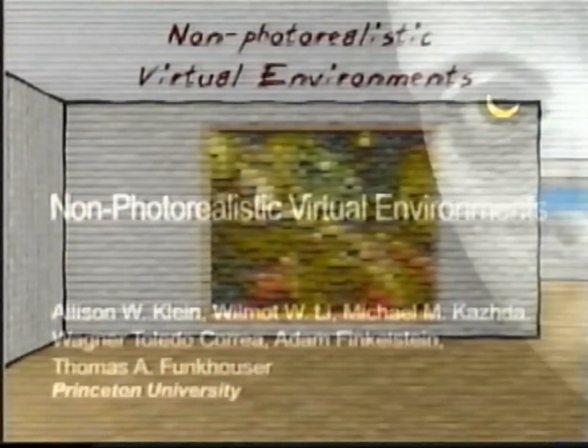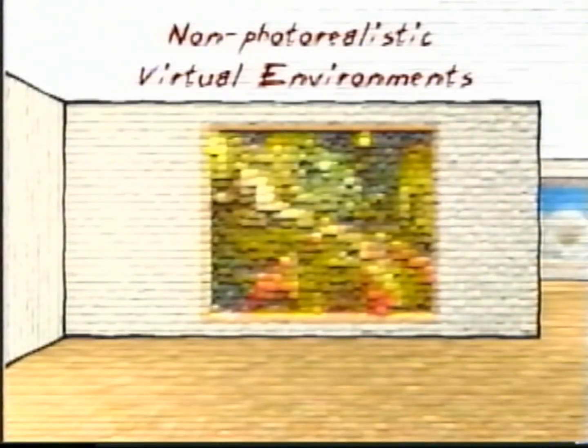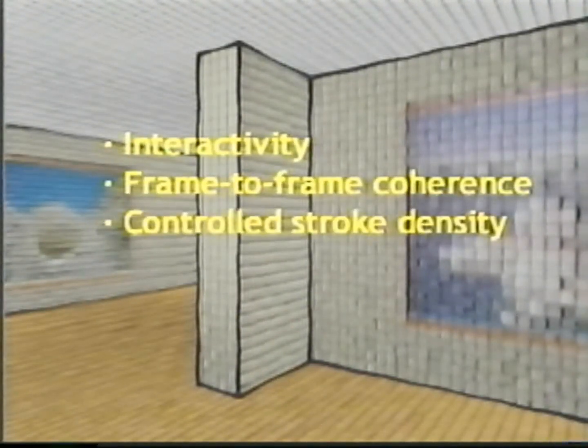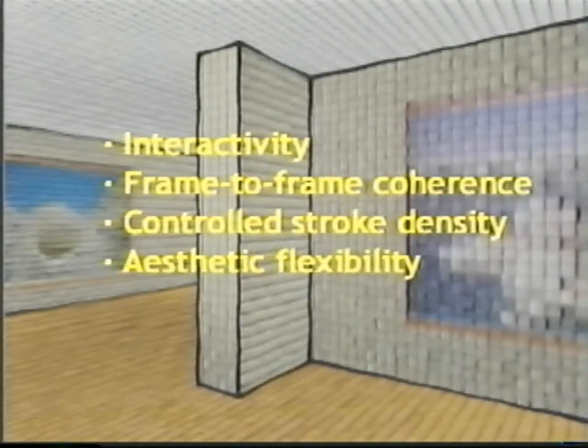This video presents a system for real-time artistic rendering of virtual environments. Our goal is to create an interactive walkthrough system that simulates the experience of moving through a virtual environment, but with an artistic feel. To achieve this goal, we need interactivity, frame-to-frame coherence, controlled stroke density, and aesthetic flexibility.